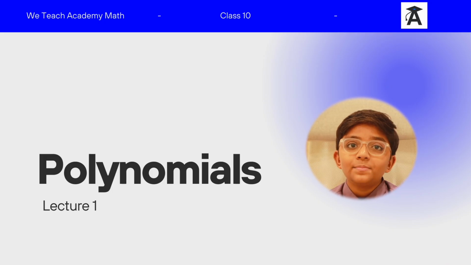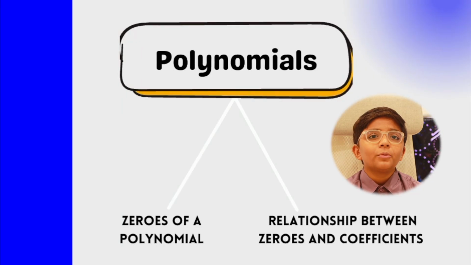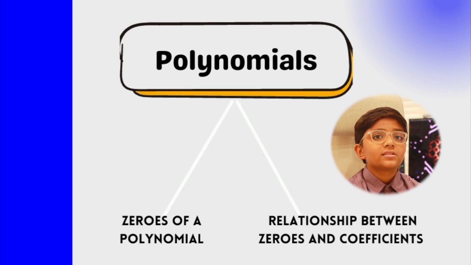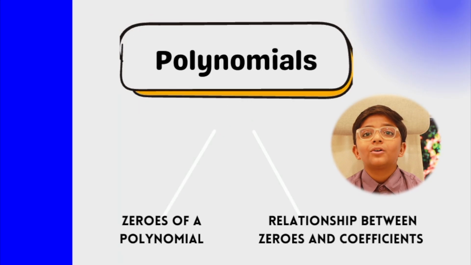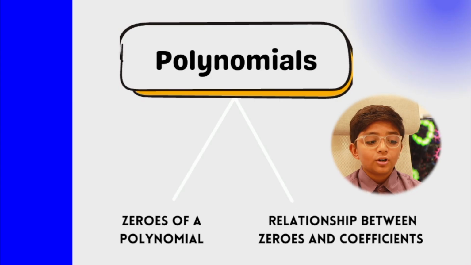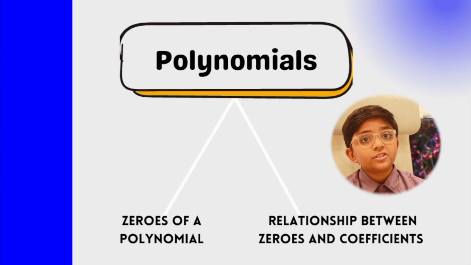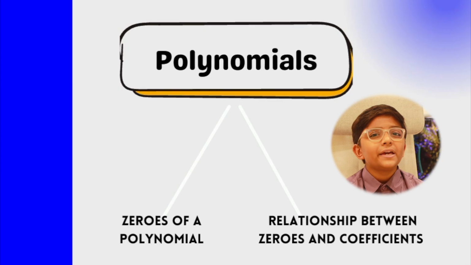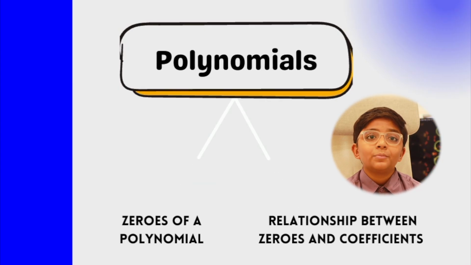Today we are going to start the chapter Polynomials and learn the concepts in detail with some previous year questions. The chapter Polynomials is divided into major topics: the basics, the types of polynomials, the relationship between zeros and coefficients, and some case-based questions. Today we will cover the basics of polynomials: what is a polynomial, its degree, coefficients, types, zeros, and the graphical meaning of zeros.